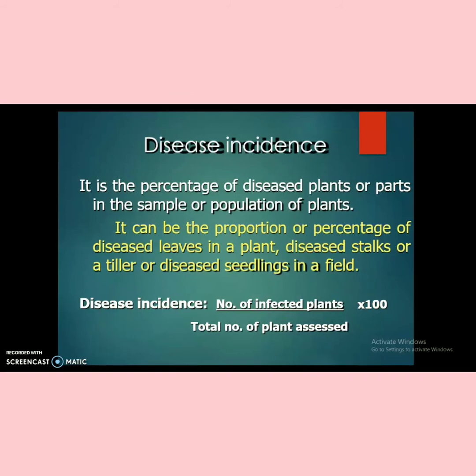The first one is disease incidence. Disease incidence can be expressed as the number of infected plants divided by the total number of assessed plants, multiplied by 100.